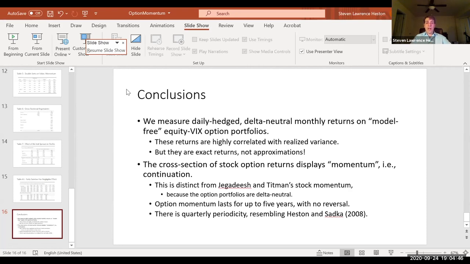And this doesn't happen because of stock momentum, again, because these portfolios are roughly delta neutral. So they aren't terribly affected by stock risk. This option momentum is largely quarterly. And if you look at the quarterly frequencies, it lasts up to 5 years, being most prominent in the past 1 year, and without the reversal that DeBondt and Thaler find in long-term stock returns. That's extremely interesting, Steve.